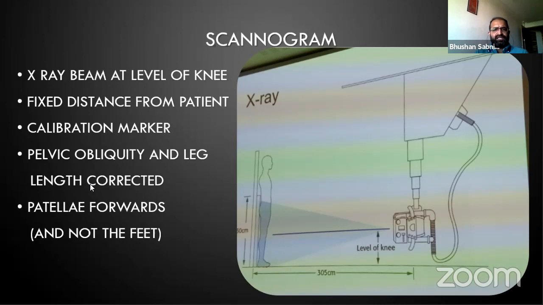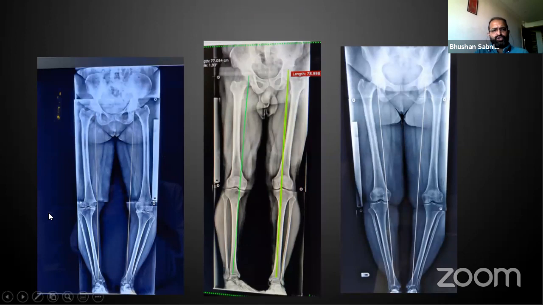So some of the scanograms we should not accept is something like this. So it's a stitch scanogram. That means they've taken 2-3 different X-rays and they've combined it together, and this doesn't work. So if your radiographer is not experienced, he will give something like this, which will give you a completely wrong idea of the kind of deformity. The same scanogram when done properly looks like the one on the right side.